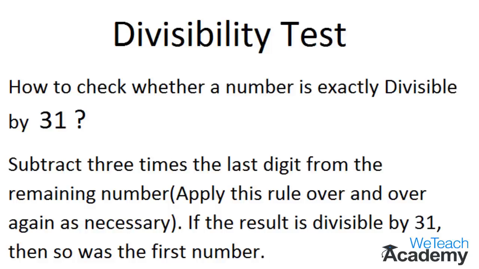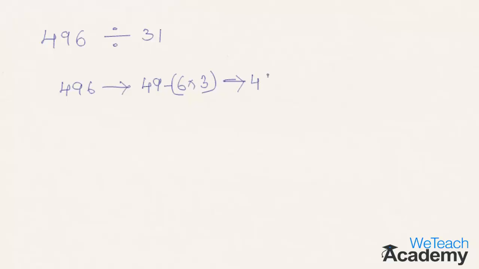Now, let me explain this concept with a few examples for better understanding. Coming to the first example, 496 divided by 31. 496. According to the concept of subtracting 3 times the last digit from the remaining number, here we can write it as 49 minus 6 into 3, which is equal to 49 minus 18, that is equal to 31. Since 31 is divisible by 31, the given number is also divisible by 31.